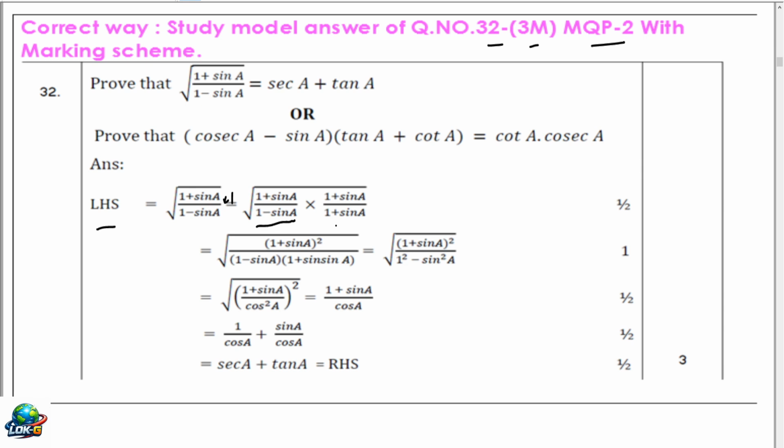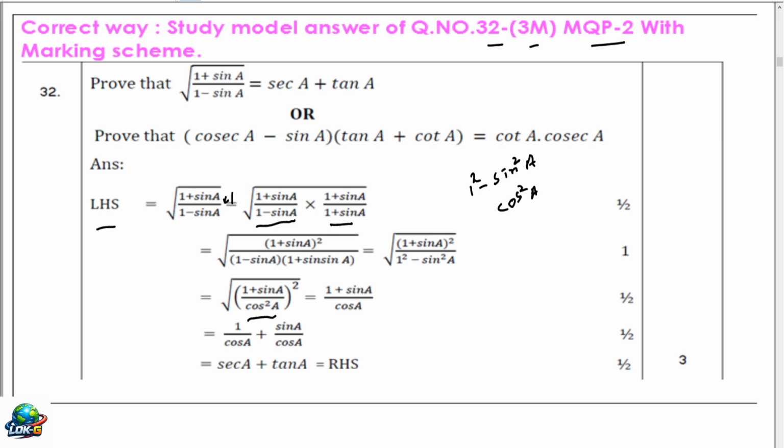Observe here, (a minus b) into (a plus b), that is (1 minus sin a) into (1 plus sin a). Is it not a square minus b square, my dear students? Then when you get a square minus b square, you will get 1 square minus sin square a. What is 1 minus sin square a? It is cos square a. Therefore, in the next step, they have written it as cos square a.